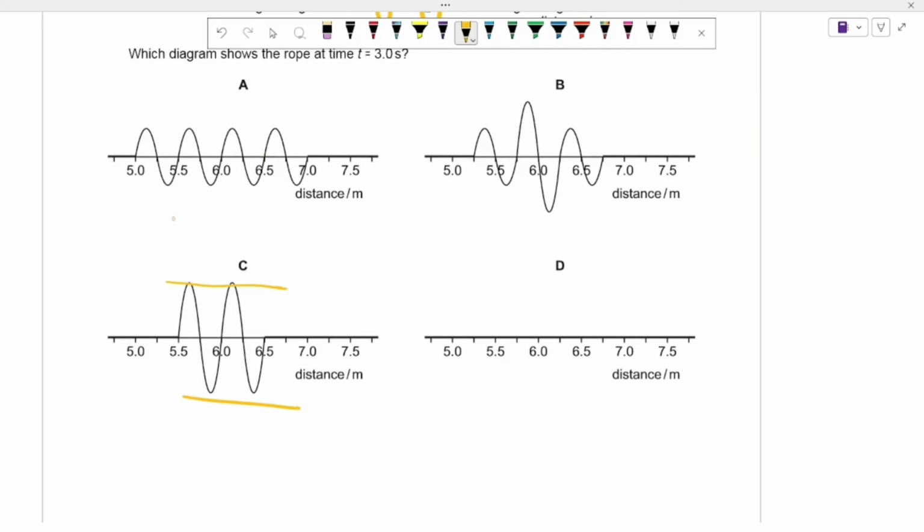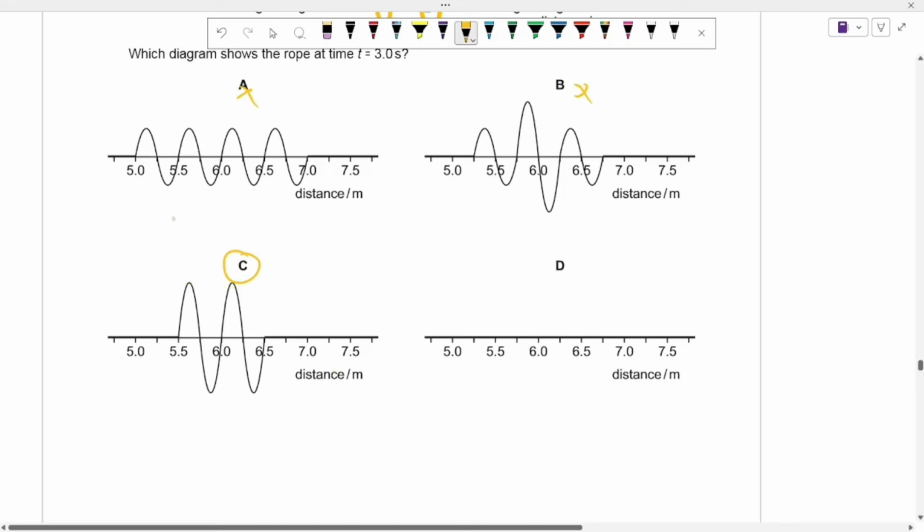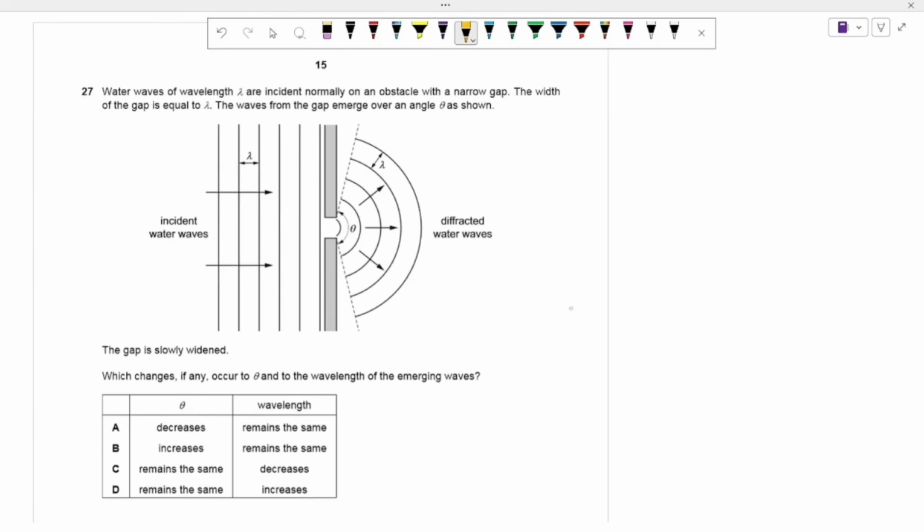So the answer will be C, right? One big wave which is constant throughout. It can't be A, it can't be B, and it can't be D. Okay. Move on to question 27.